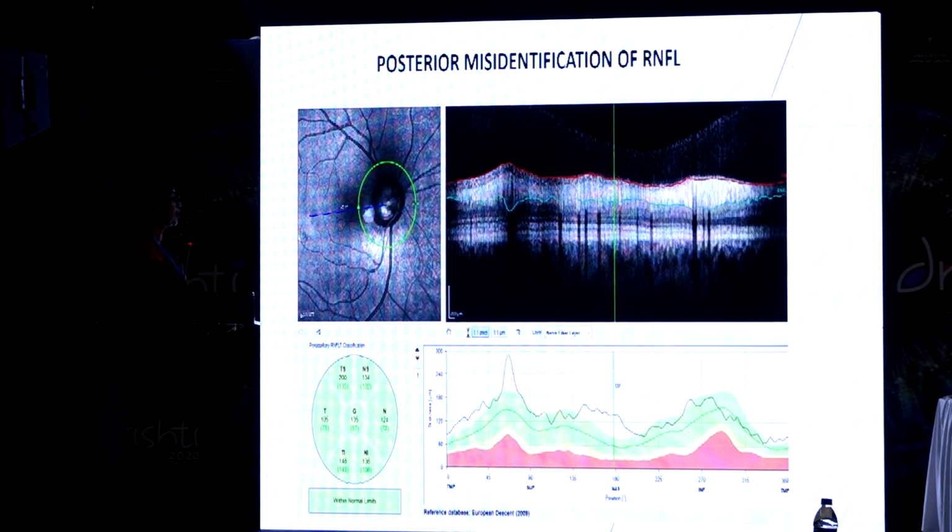Posterior misidentification of the RNFL happens when there is an algorithm failure. You can see here there is a large blood vessel, and so there is a large dip in the posterior RNFL identification leading to a supra-thick RNFL. You can see it has crossed the normative database and shows a supra-thick RNFL measurement.